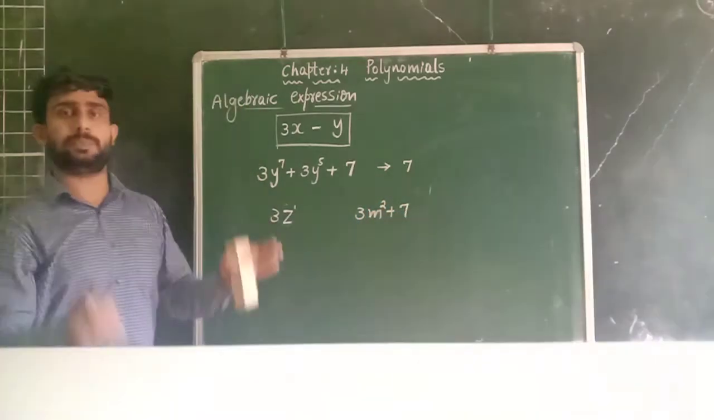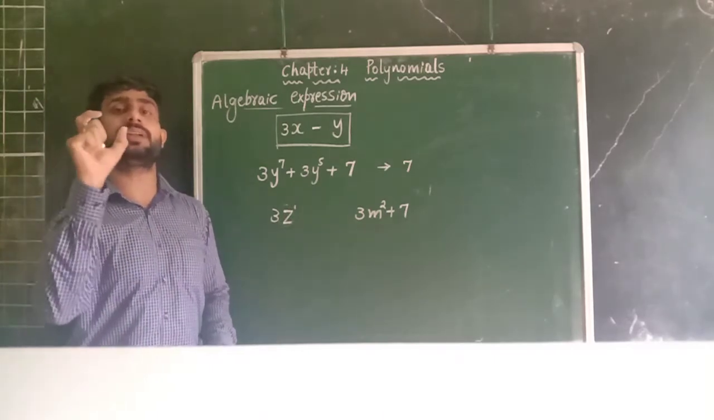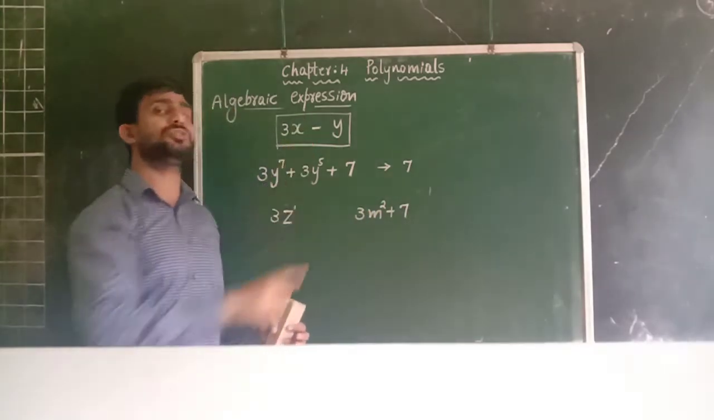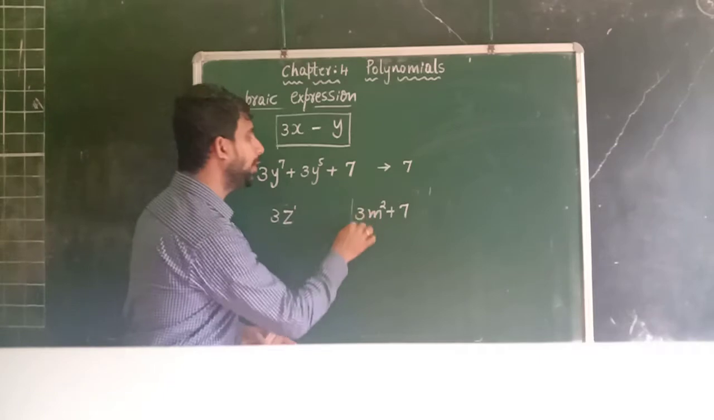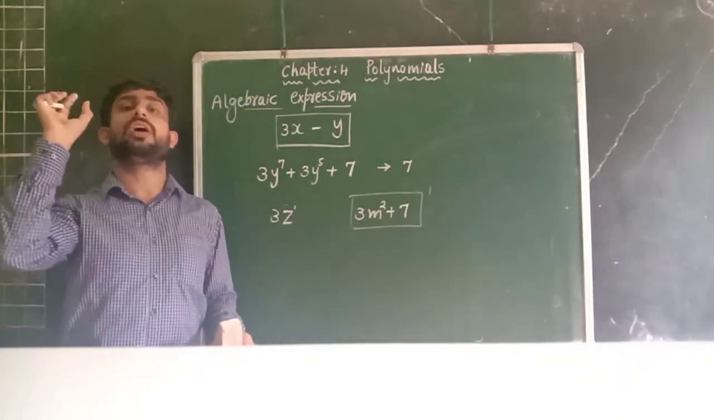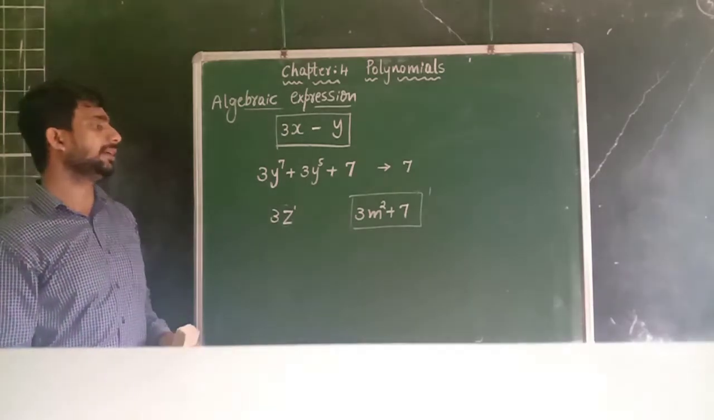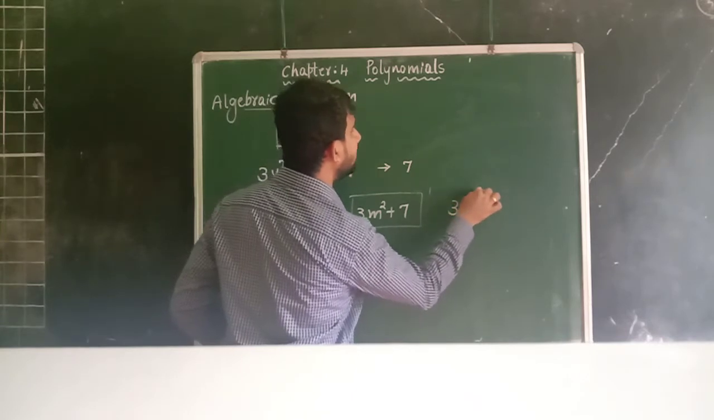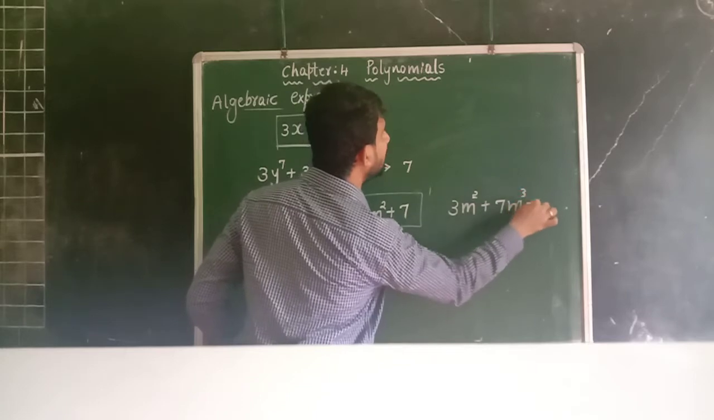Now this is a polynomial. The variable is m. What is its power? The power of m is 2. There is no higher power than that. Therefore the degree of this polynomial is 2. Therefore it is called a quadratic polynomial. Now if I write like this, 3m squared plus 7m cubed plus 5.